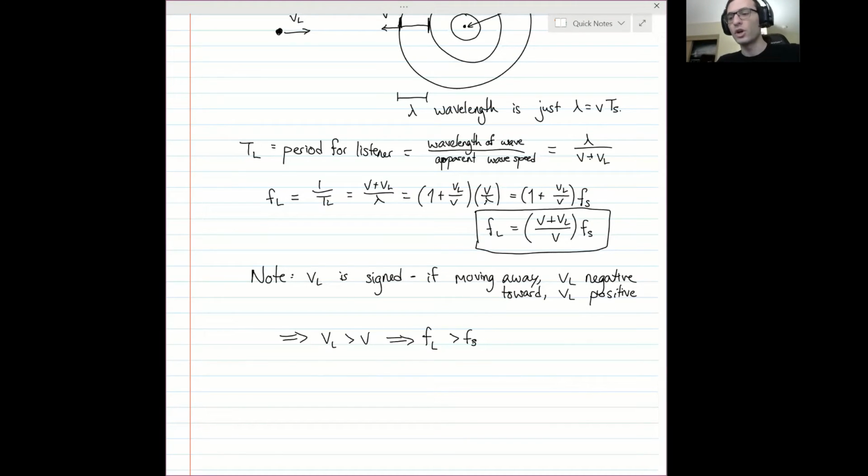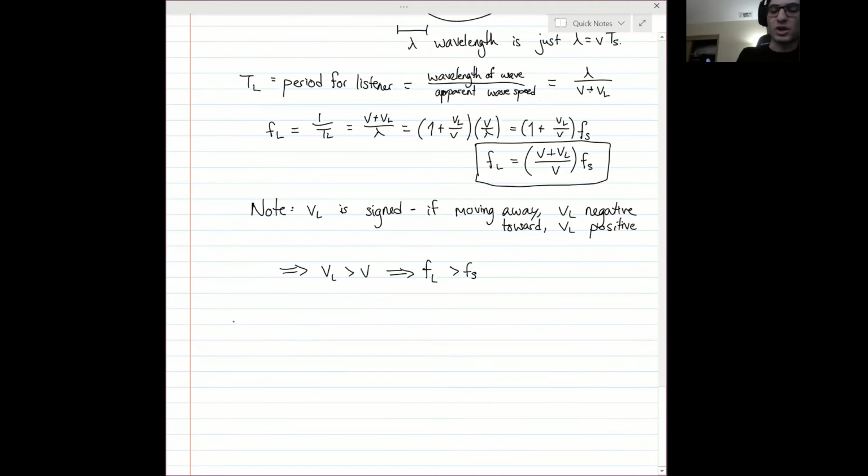Now, you could say, well, what if the source is moving? Is it just the same? Not quite. It's almost the same. But here, you can't just say that if the listener is moving, then that's the same as the source moving, because there is a reference medium here. The air is stationary, and we have to be talking about motion relative to the air. So we need to do a separate analysis. What happens if the source is moving?